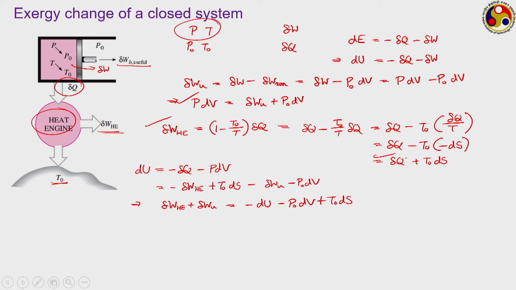So, del w heat engine is del q plus T naught ds. So, when you are putting minus sign before that, minus del q will be equal to minus del w heat engine plus T naught ds. So, we are left with this, and what is this? This is the total amount of work that you could have harnessed from the system. We are using the boundary work, and also we are using the heat to produce some reversible work from this heat engine, and so this is the exergy of the system.